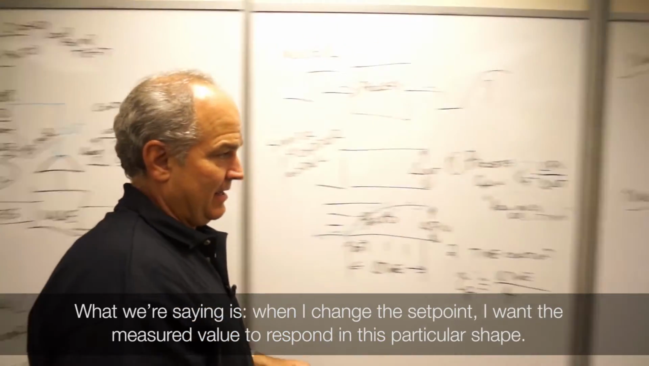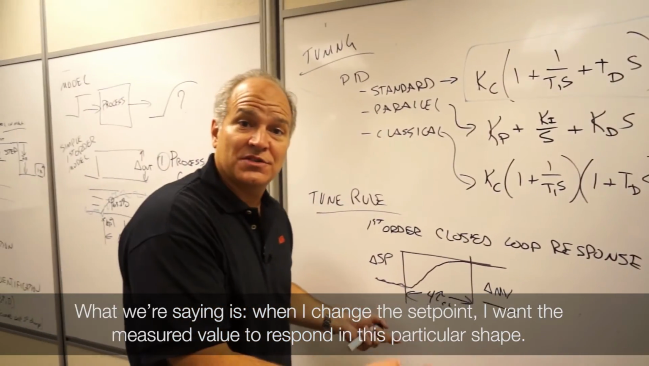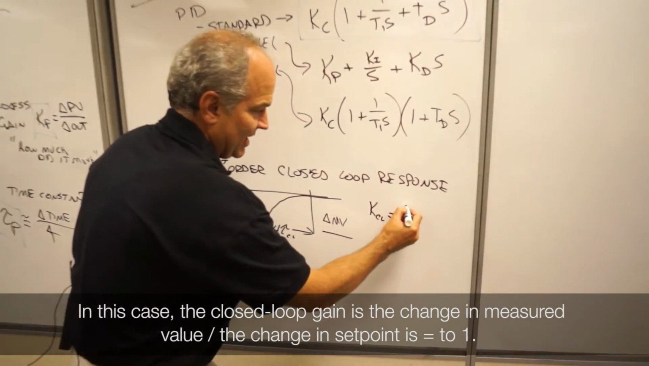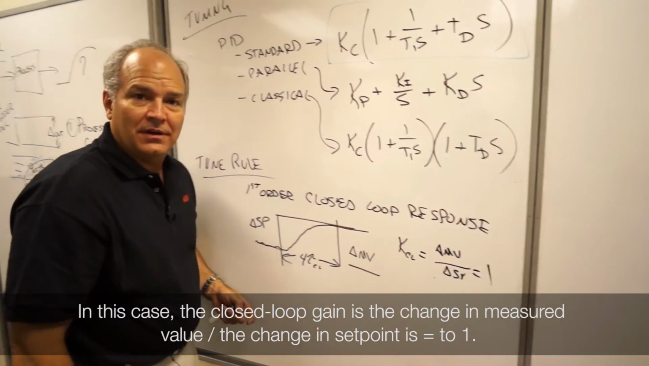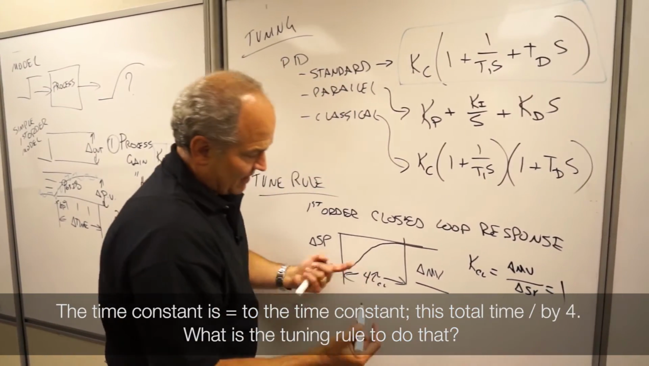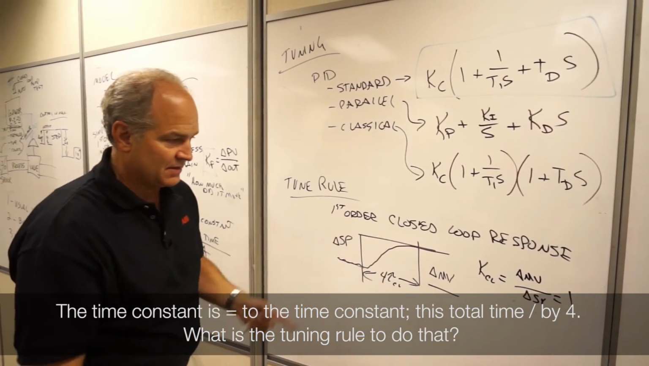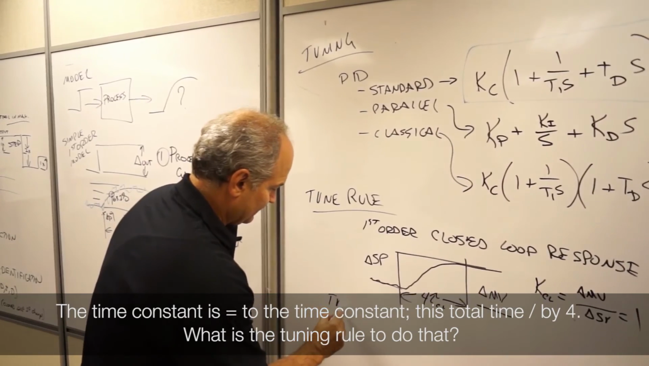So what we're saying is when I change the set point, I want the measured value to respond in this particular shape. In this case, the closed loop gain is the change in measured value over the change in set point, which is equal to 1. And the time constant is this total time divided by 4. So that's what it is. So what is the tuning rule to do that?